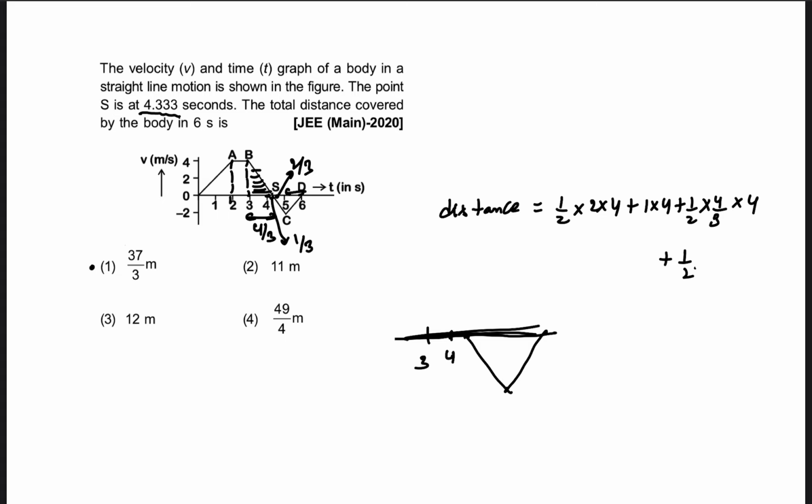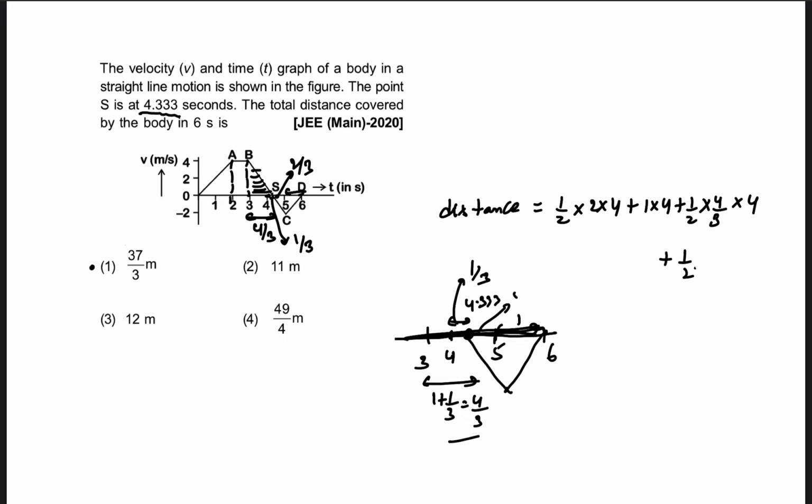Observe this carefully. This is my 3, this is my 4, this is actually 4.333 there. Nothing but this gap is 1 by 3. Oh, this gap is 1 by 3. 5 is there here. Here 6 is there. So that's why I have written this value is equal to how much? 1 plus 1 by 3, that is 4 by 3.